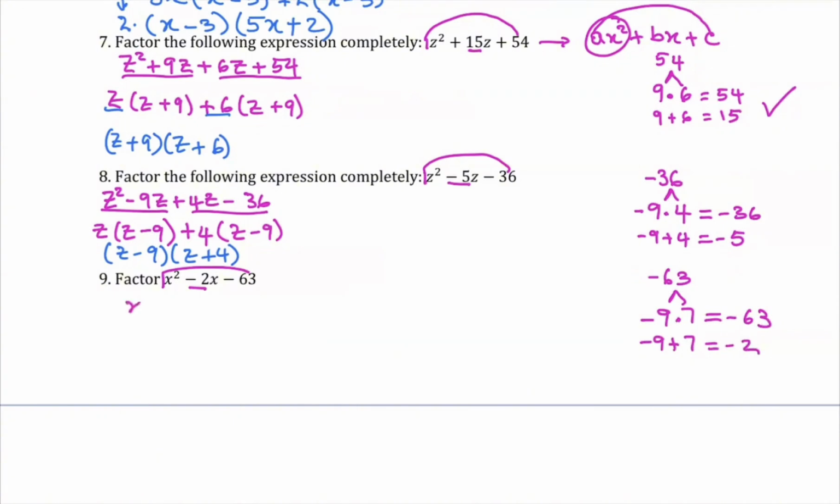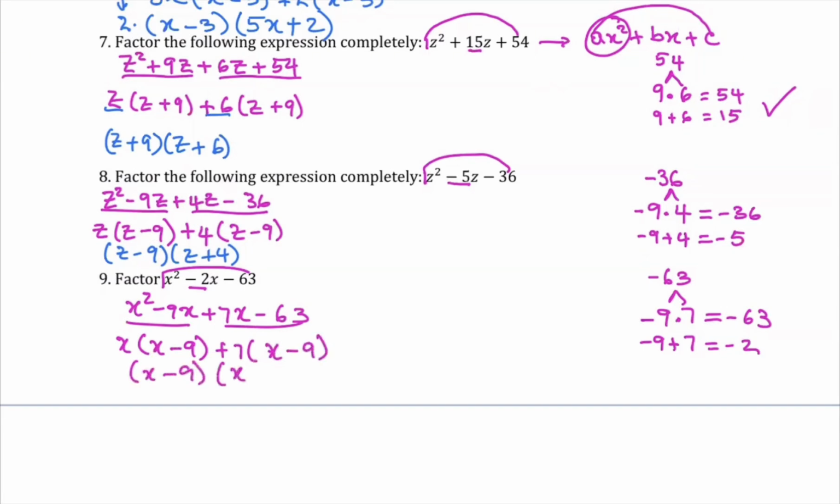So that's x squared minus 9x plus 7x, which is negative 2x, minus 63. First and second group: x out, x minus 9; 7 out, x minus 9. So x minus 9 times x plus 7. Okay.